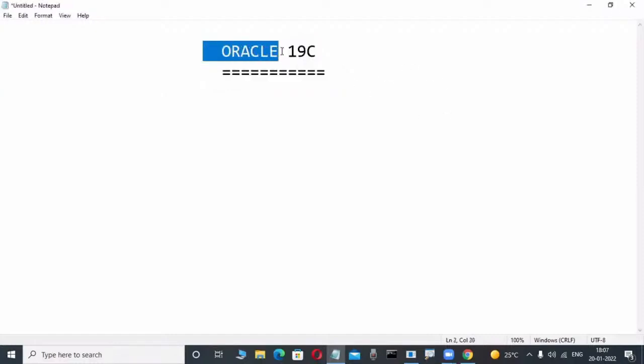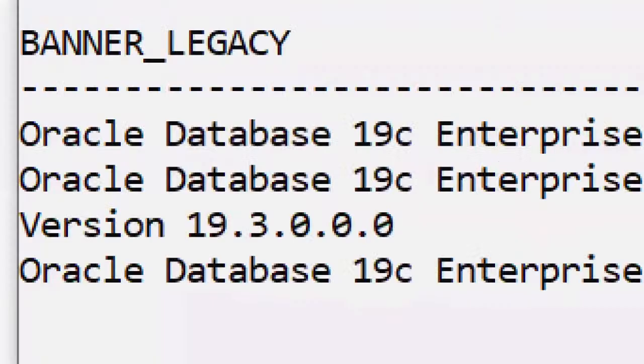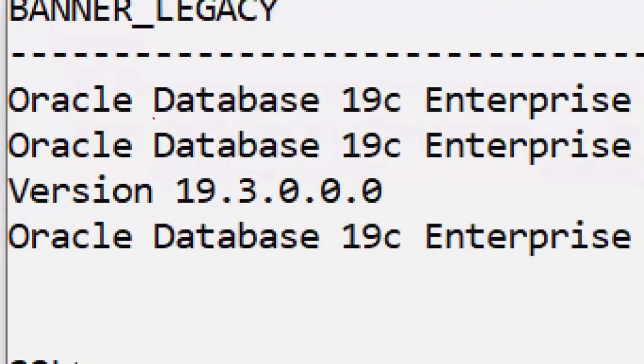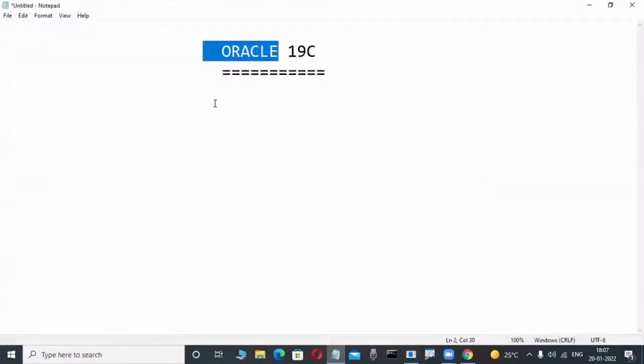But what is this Oracle? Slowly observe the screen. Oracle is a product from Oracle Corporation. Okay, but this is a database product. Observe here, Oracle is a database product. So many fellows have an idea that Oracle is a database product. Okay, fine. And now check it out.